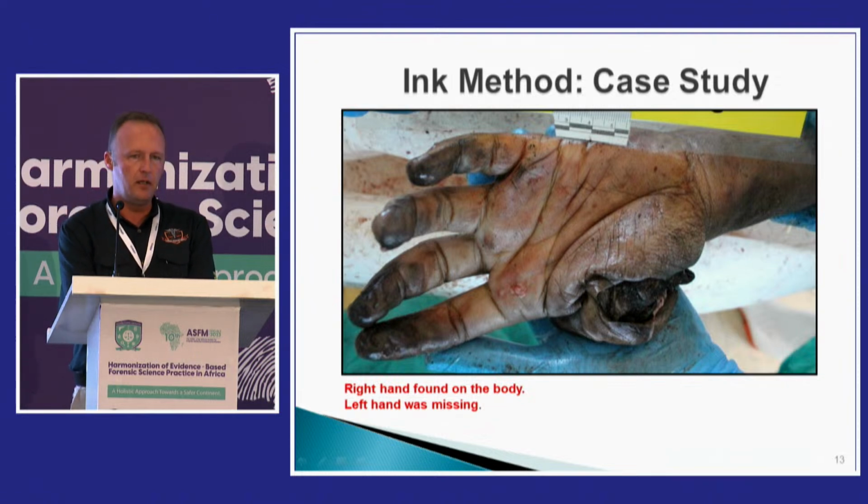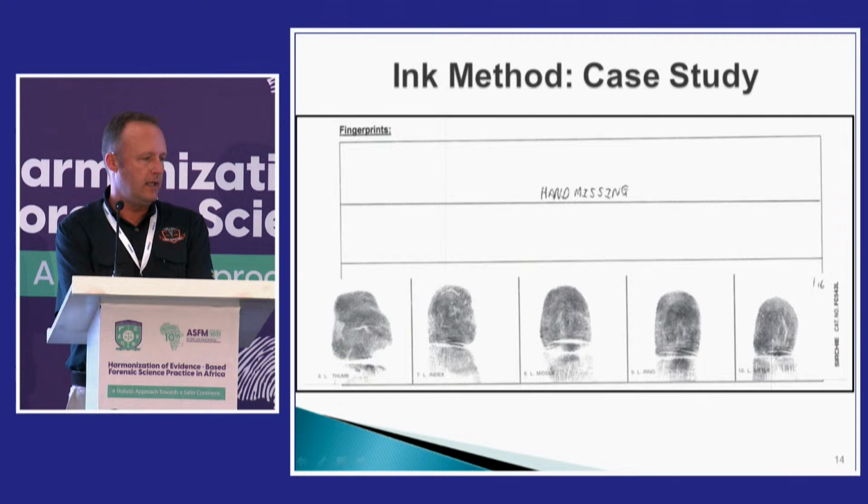This lady, I had to remove some photos, was in an accident with a train. She was badly mutilated, and we could only find one hand. So lucky for us, we could do the fingerprint with ink, and we got 5 fingers, and she was positively identified and handed to her family.